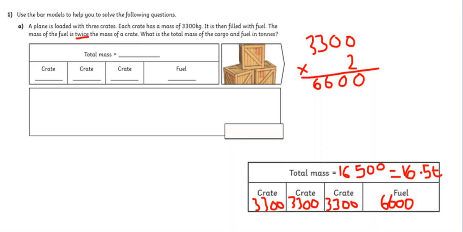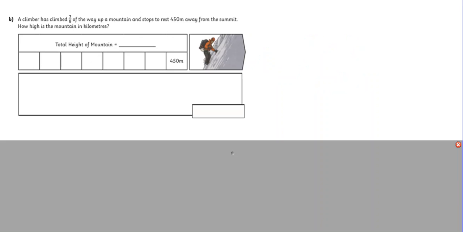Okay, so let's have a look at this question then. So a climber has climbed 7/8 of the way up a mountain and stops to rest 450 metres away from the summit. How high is the mountain in kilometres? So we've got 1, 2, 3, 4, 5, 6, 7, 8. We've got 8 eighths. Okay, so we now know that 1/8 is worth 450 metres. Okay, so we need to see how many 7/8 would be, then add them together to get the total height of the mountain. What I would like you to do now is pause the video and have a go at that for me.